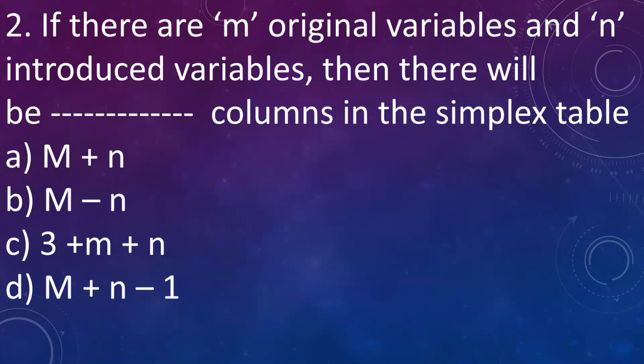Next question is: if there are m original variables and n introduced variables, then there will be dash columns in the simplex table. A, m plus n; B, m minus n; C, 3 plus m plus n; D, m plus n minus 1. So there are m original variables and n introduced, that is artificial, slack or surplus variables. Then the number of columns will be 3 plus m plus n.